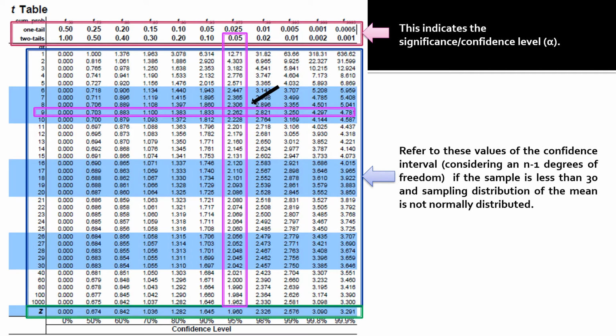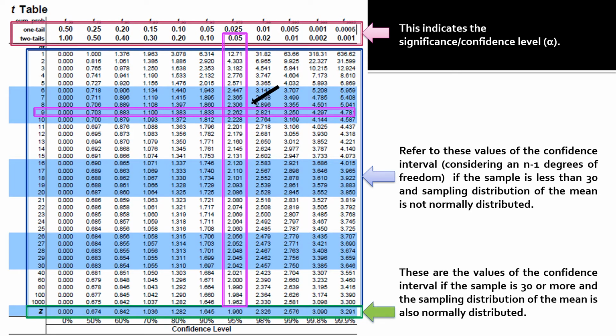Next, the values we have at the bottom are the values of the z. These are the values of the confidence interval if the sample is 30 or more and the sampling distribution of the mean is also normally distributed, and if we are also using the central limit theorem.